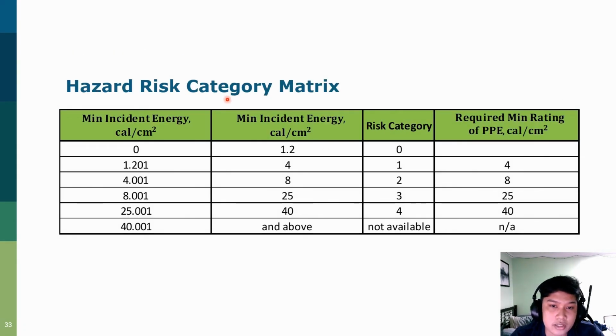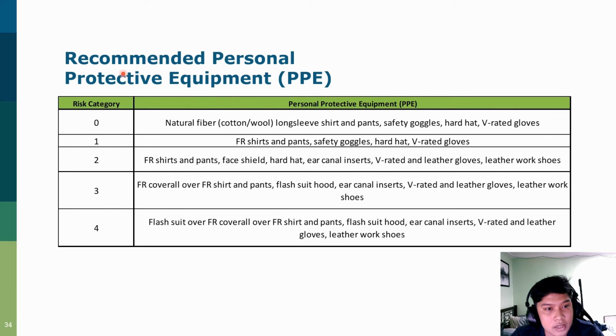So the hazard risk category matrix shows the minimum incident energy to its maximum value, the risk category, and the minimum rating of PPE. Now this is the recommended personal protective equipment, in short PPE. This is the risk category. This is the corresponding PPE to be used in said risk category values.